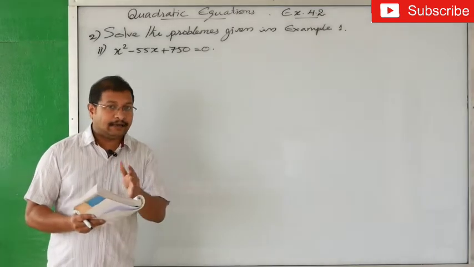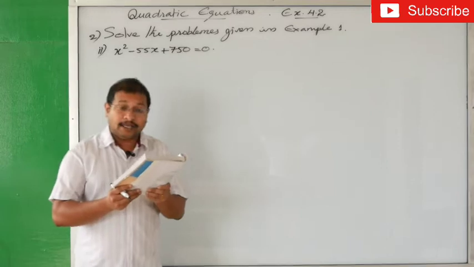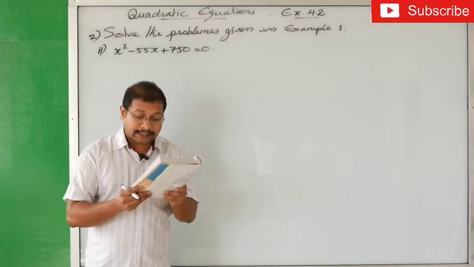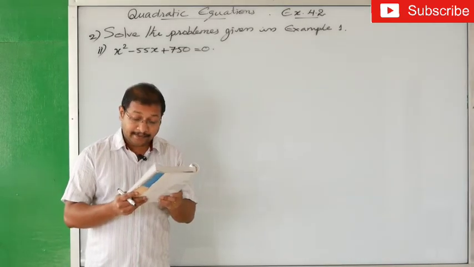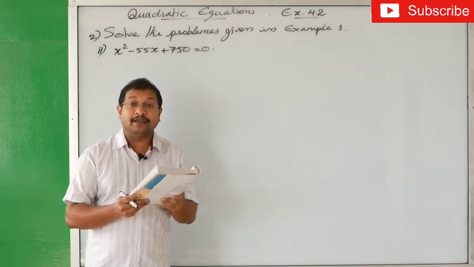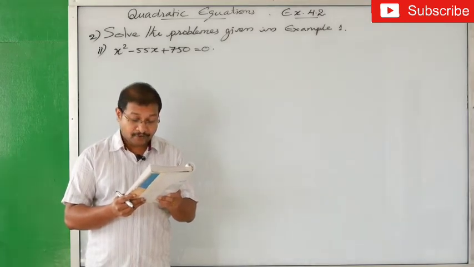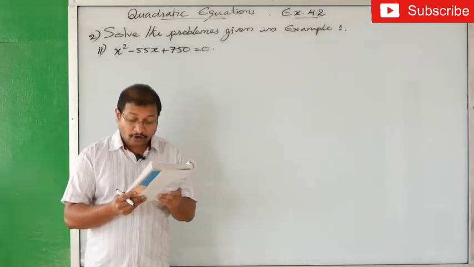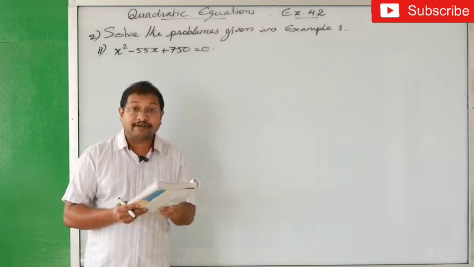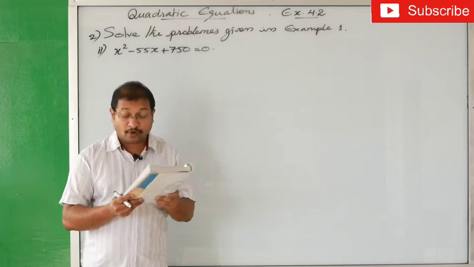Let's see the example 1, 2. Ready? I'll read the question once. A cottage industry produces a certain number of toys in a day. The cost of production of each toy in rupees was found to be 55 minus the number of toys produced in a day. On a particular day, the total cost of production was rupees 750. We would like to find out the number of toys produced on that day.